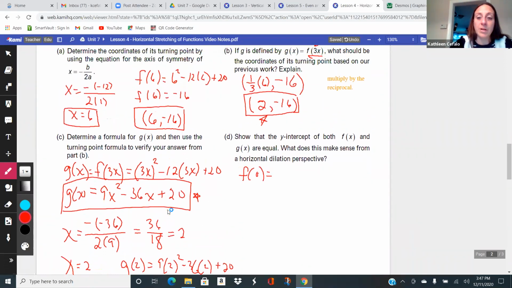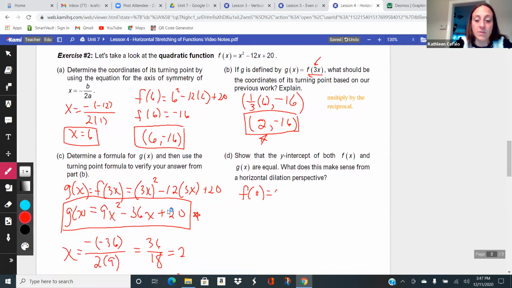Okay, so back up above, remember what our expression was, x squared. So I have 0 squared minus 12 times 0 plus 20. Okay, simplifying that down, we get 20 for a y-intercept.